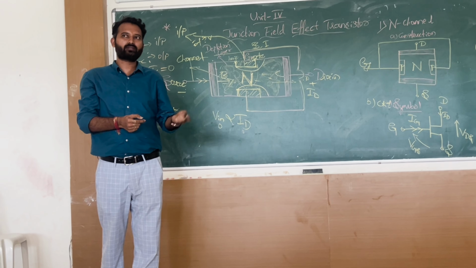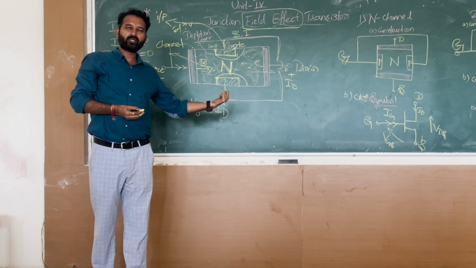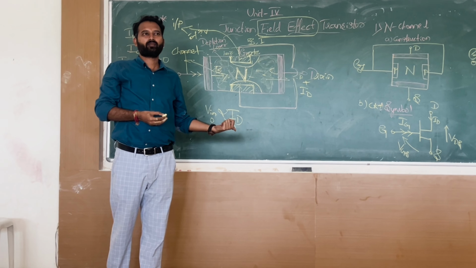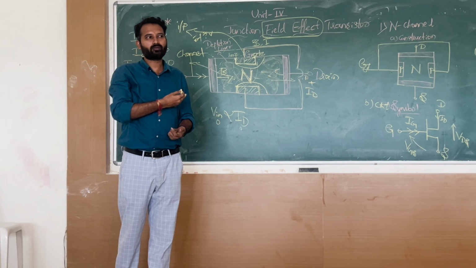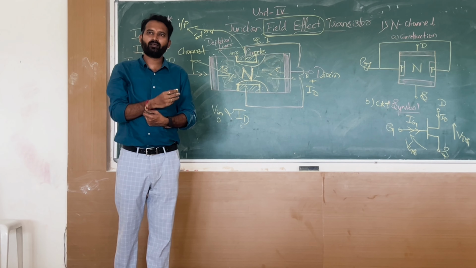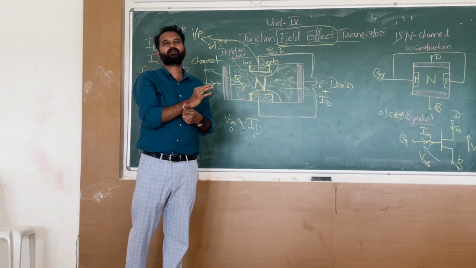Because of that reason, scientists have given the name field effect to the junction field effect transistor. Field effect means electric field. Where are we applying the electric field? At the gate, the input terminal, which is causing the changes in the output. Here output is drain current. Understandable? So electric field is responsible for those changes. That's why they have named it field effect transistor.